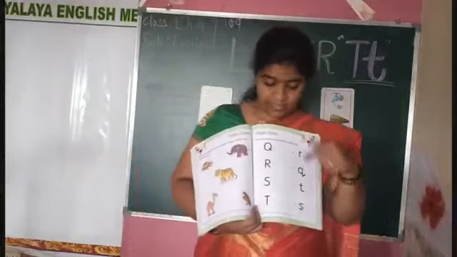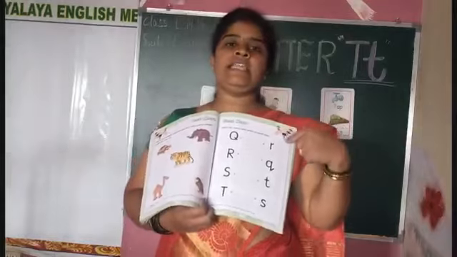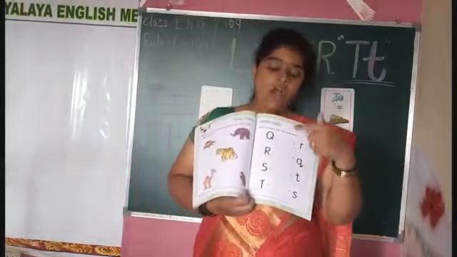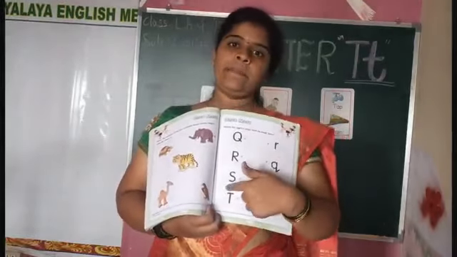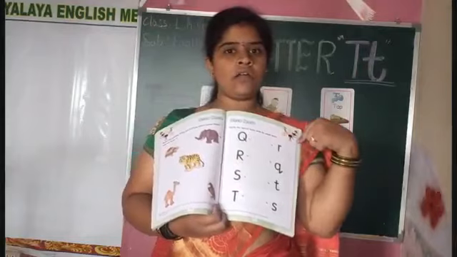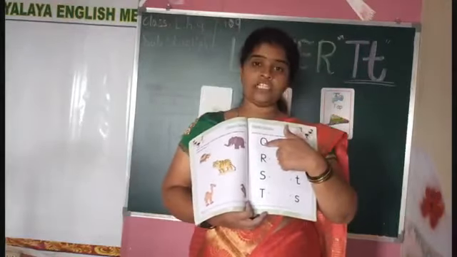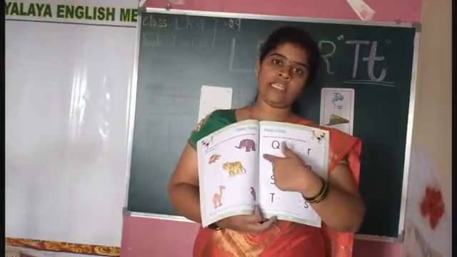Okay, children, here they are given uppercase letters, here they are given lowercase letters. It means capital letters, small letters. Already we know Q, R, S, T letters, capital and small, both. What you have to do? You have to join capital letter Q. Where is the small letter Q? Yes, here. We have to join here.